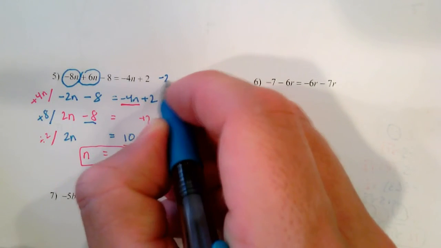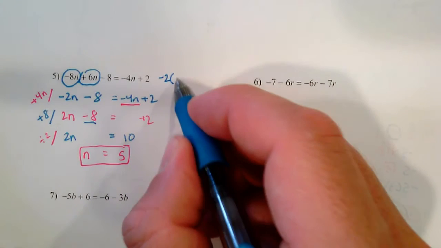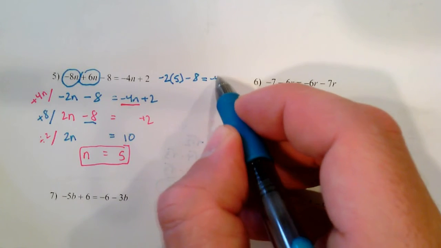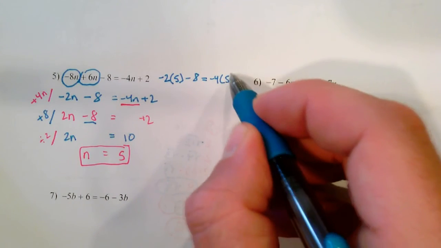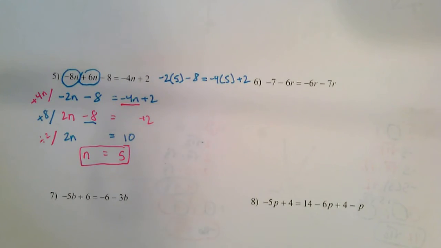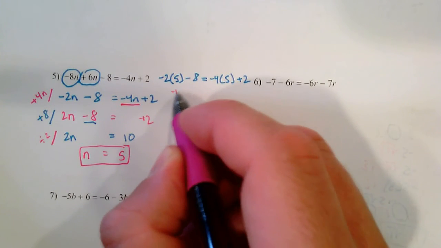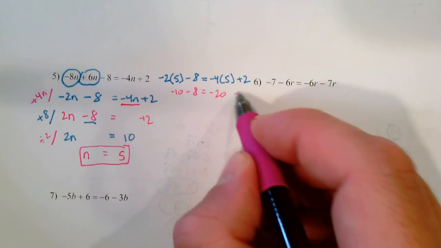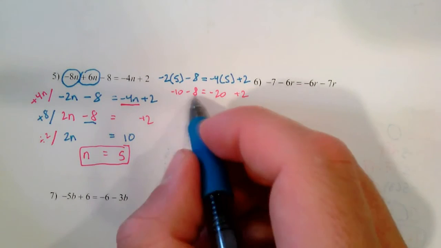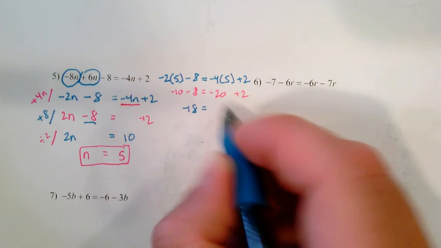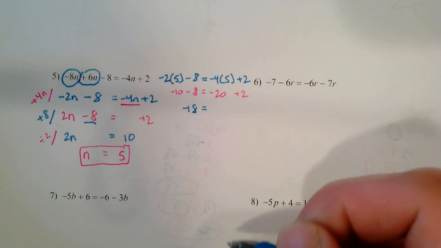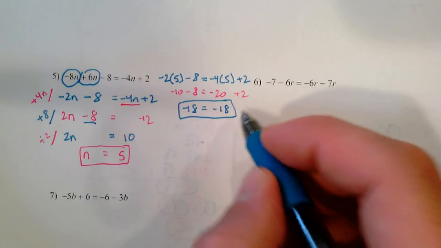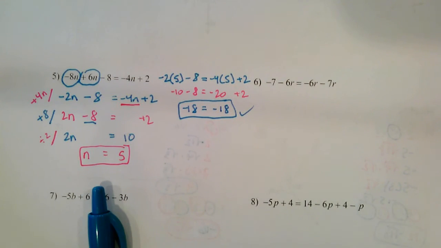So I've got negative 2 times 5, minus 8 equals negative 4 times 5 plus 2. Negative 2 times 5 is negative 10 minus 8. Negative 4 times 5 is negative 20 plus 2. Negative 10 minus 8 is negative 18. And negative 20 plus 2 is down 20, up 2, negative 18. Check. We did it right. All right, good luck with the rest of them.